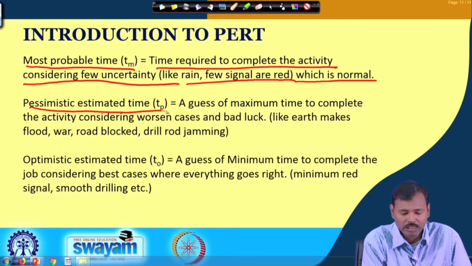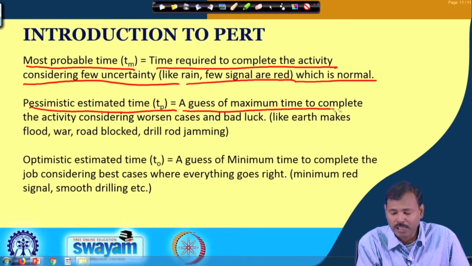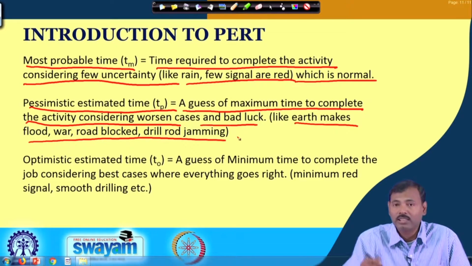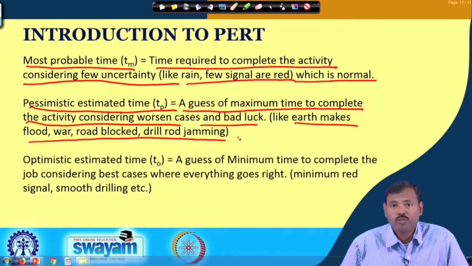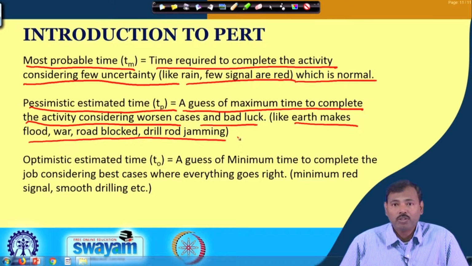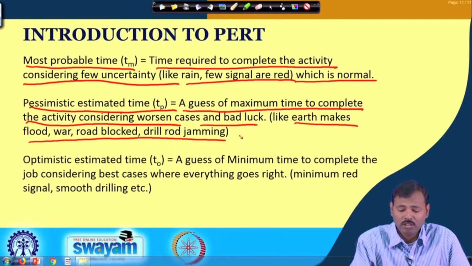Pessimistic estimated time is basically a guess of the maximum time to complete the activity, considering the worst cases, that means bad luck conditions like flood, war, roadblock, etcetera. If you are considering drilling, say most likely is what happens most of the time, when the drills are penetrating a hole. The most pessimistic condition is where the drill rod jams in the hole and it takes too long to drill a hole.